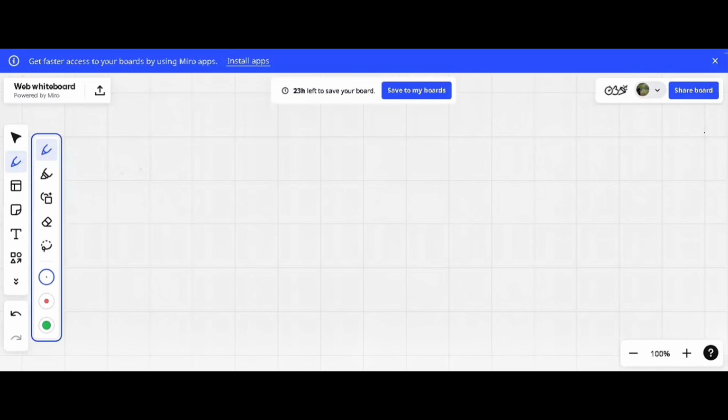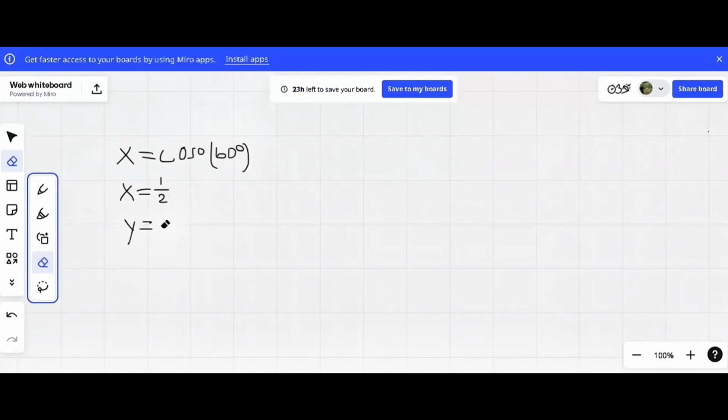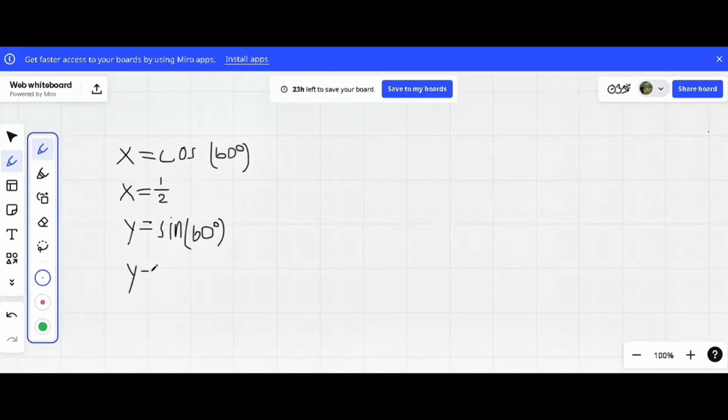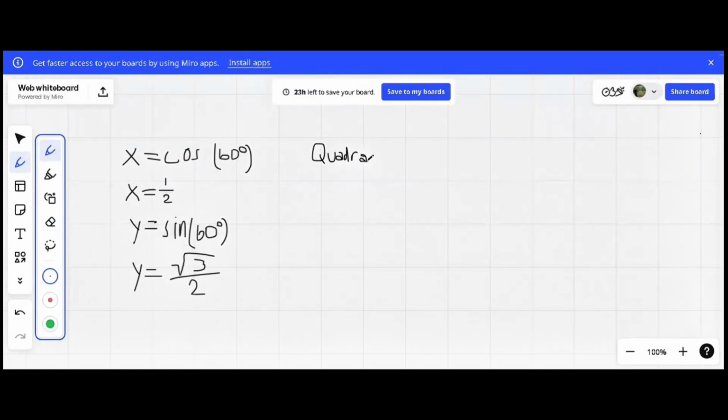To solve for the x-coordinate, we need to use cosine theta, then substitute the reference angle, cosine 60. So, x is equal to 1/2. For the y-coordinate, we need to use sine theta, then substitute the reference angle 60. So, sine 60 is equal to square root of 3 over 2. So, since the angle is in quadrant 2 and its signs are negative, positive, then the coordinates are negative 1/2, square root of 3 over 2.